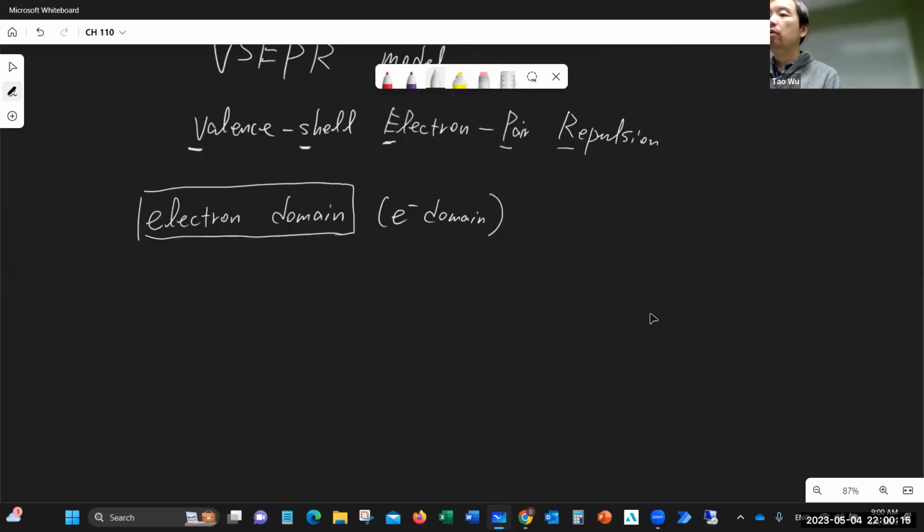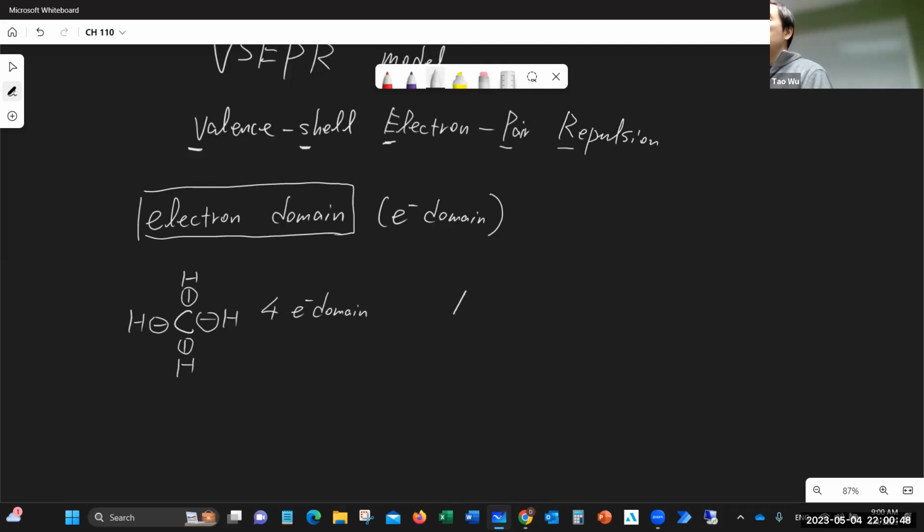So let's just look at one of the cases, like methane. Methane, the central carbon has 4 bonds, single bonds over here. Each of the single bonds counts as an electron domain. So this guy has 4 electron domains.